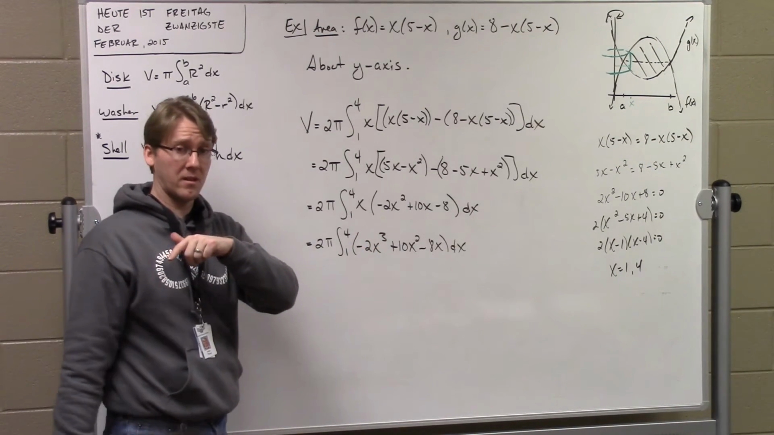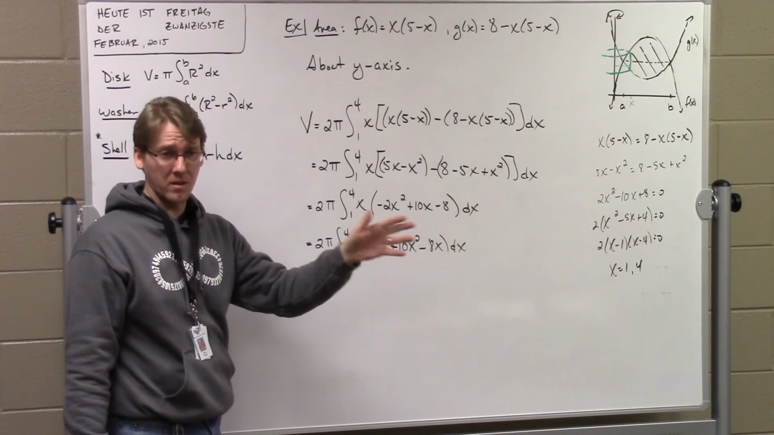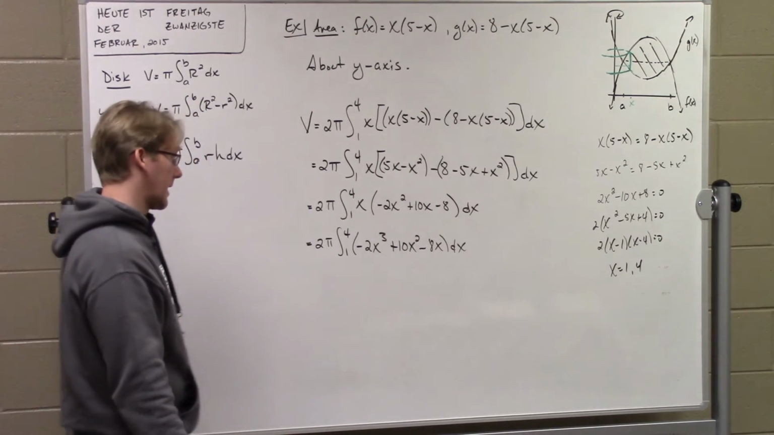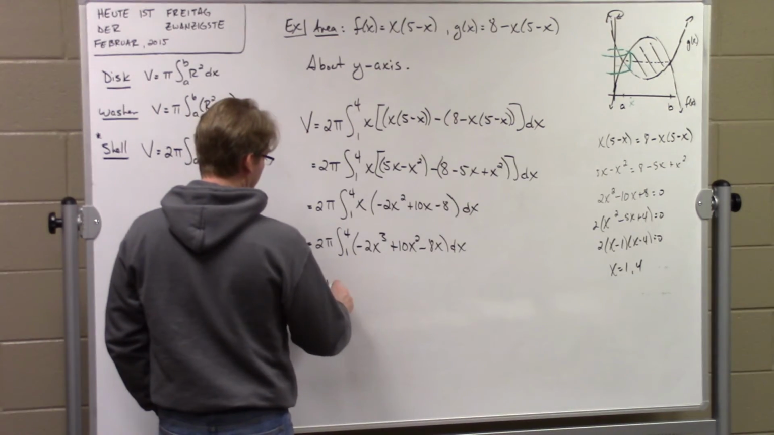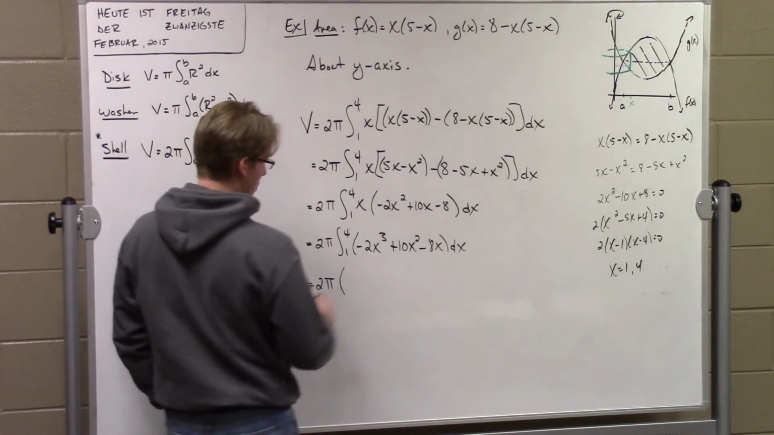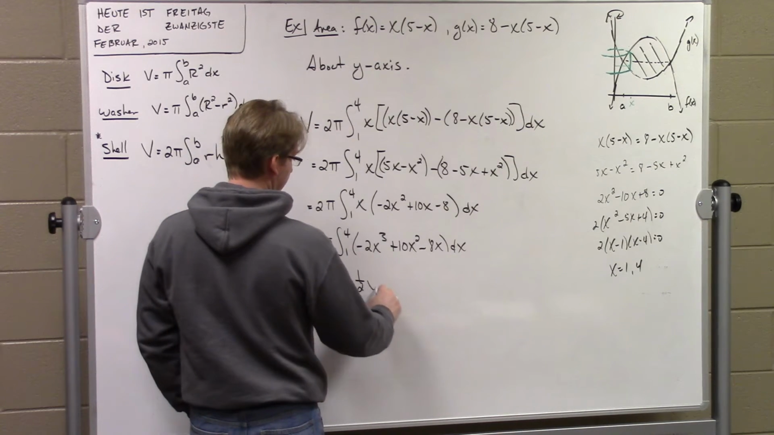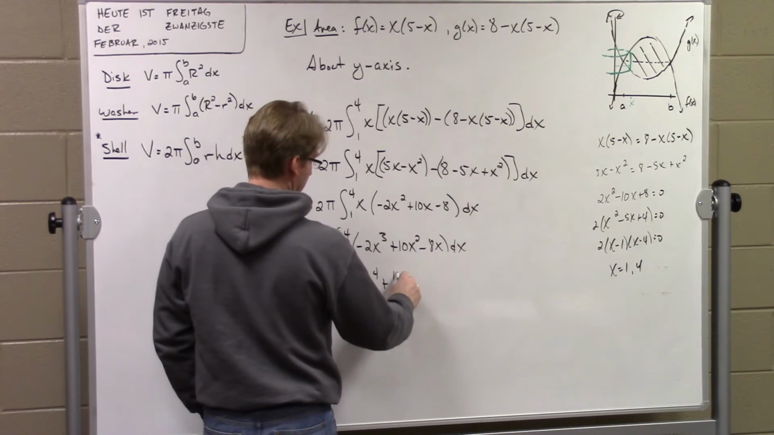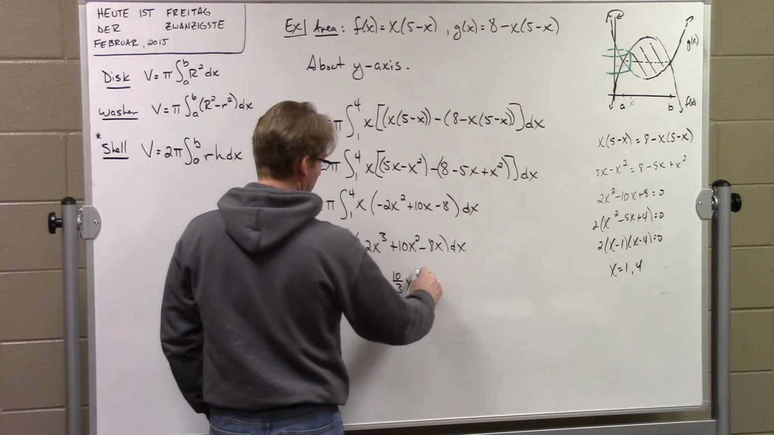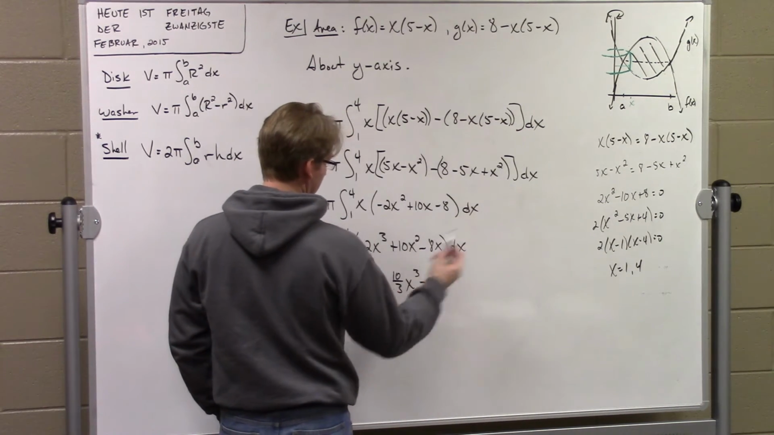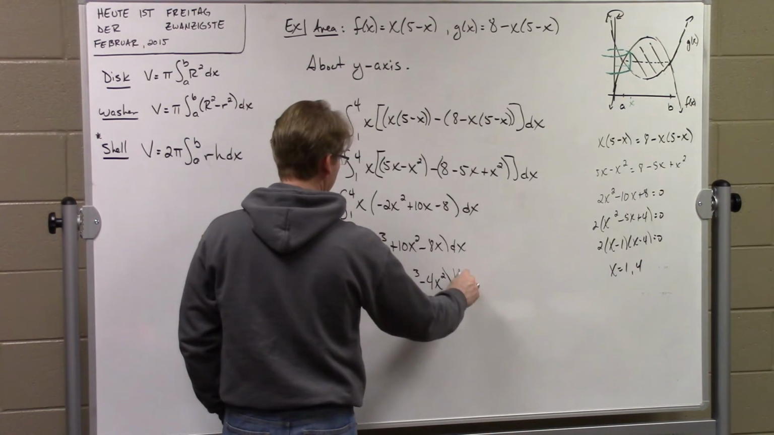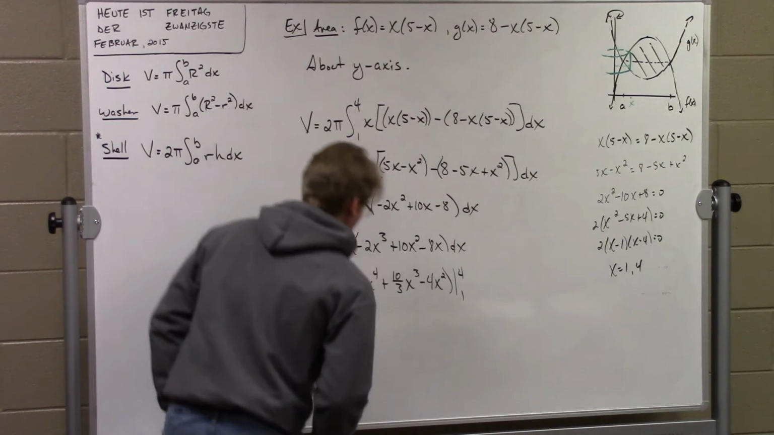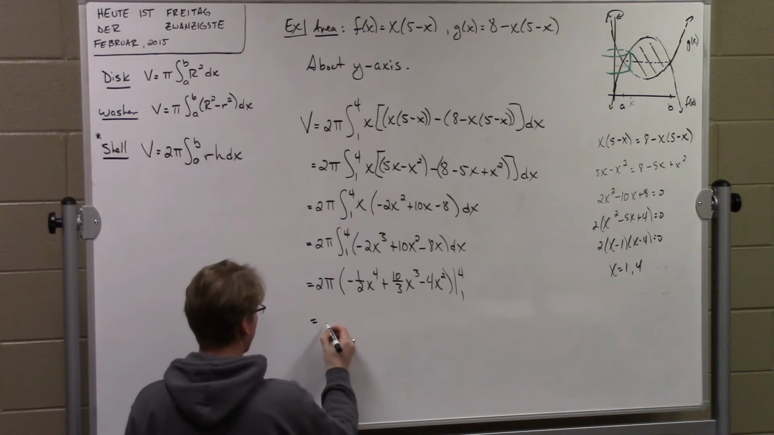If I've got an x out front tacked on to a sine or something, that's gotta be calculator or a different technique, which for us is calculator. Alright, 2 pi, negative 1/2 x to the 4th plus 10/3 x to the 3rd minus 4x squared from 1 to 4. Alright, get my algebra position here, 2 pi.